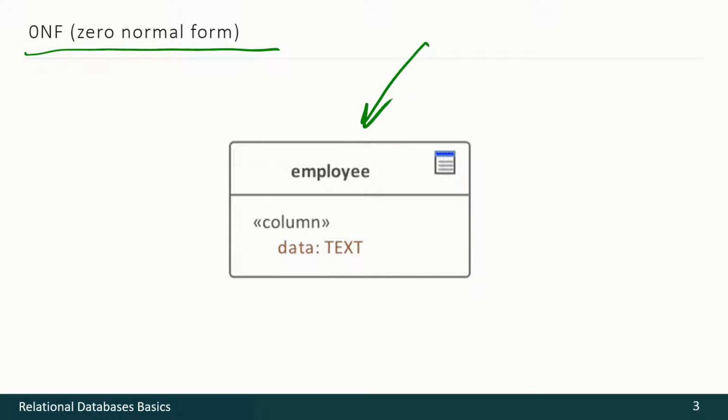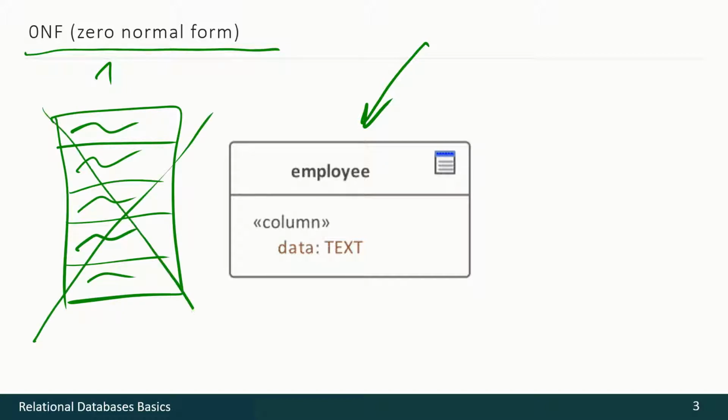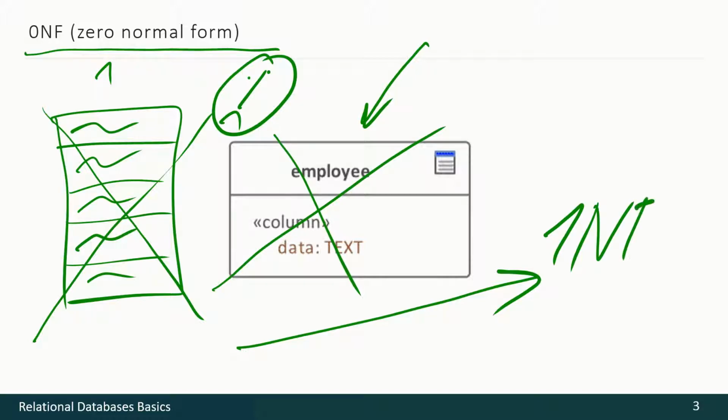We may have such a relation. It would consist of one column only, and each row would contain all the data about each employee. This is the worst situation ever. It is absolutely impossible to work with such a relation, so we shall never do such things, and of course we shall normalize it starting with the first normal form.